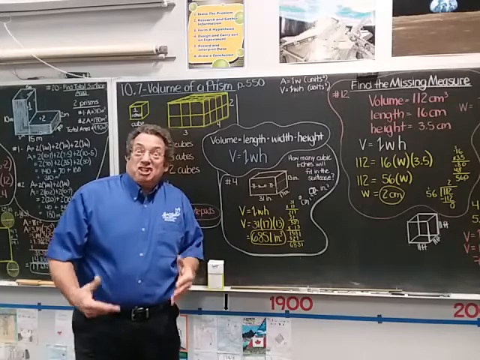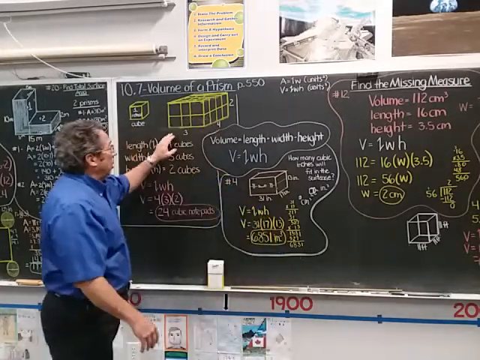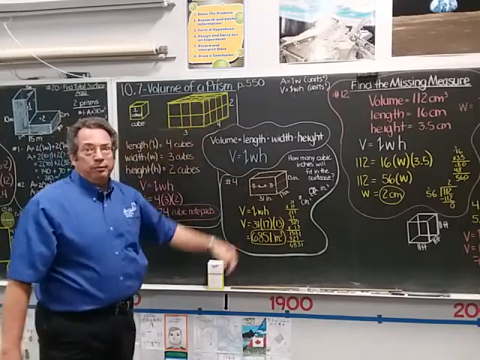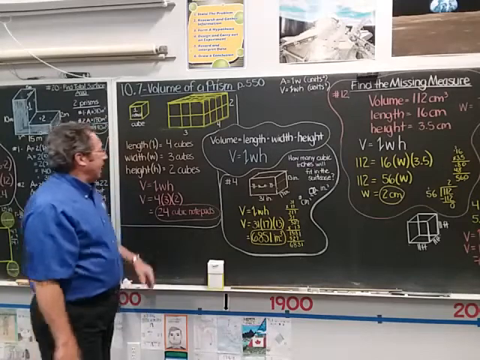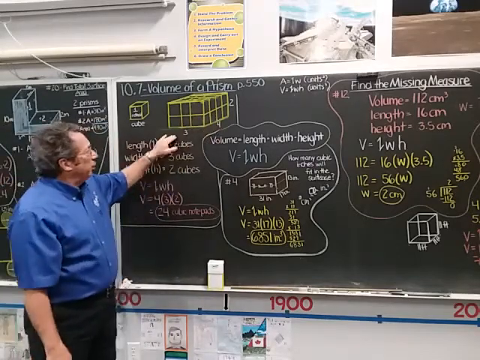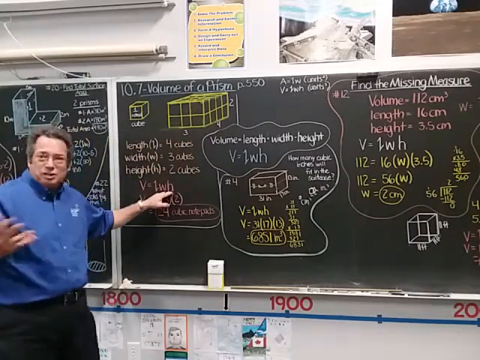Mathematicians have found out there's an easier way to do this. All you have to do is take the length times the width times the height. So you multiply those three things together. The length is 4 cubes here. I always take the longer one for the length. The width is 3. The height is 2. Length times width times height is going to be the volume.